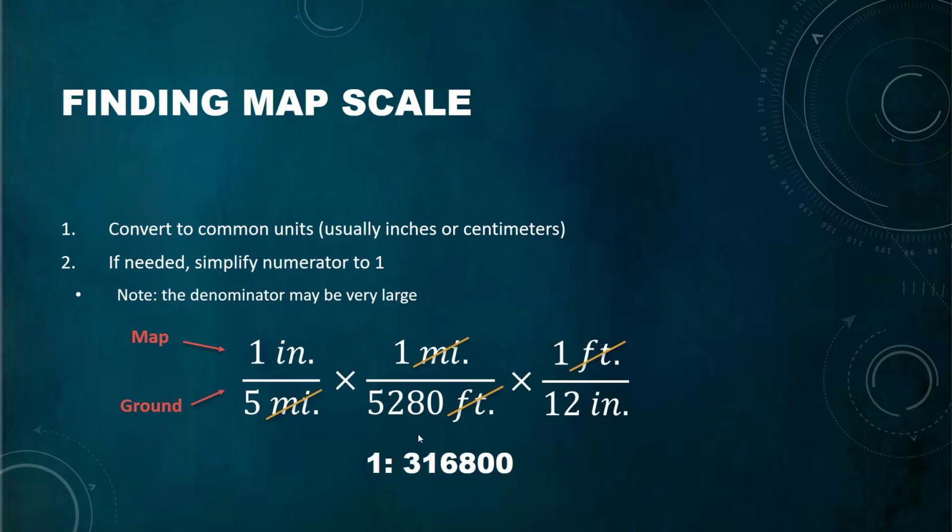And then I get 1 to 316,800. And this is my representative fraction. So that's taking a verbal scale to a representative fraction. And then we know how many things we have on the map. So one thing on the map is 316,800 things on the face of the earth. And then we'll go through some examples here in the next video of how to get to the actual ground distance of the two things that you just measured.